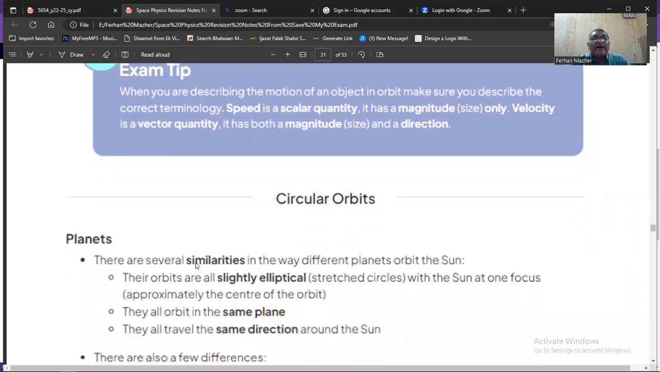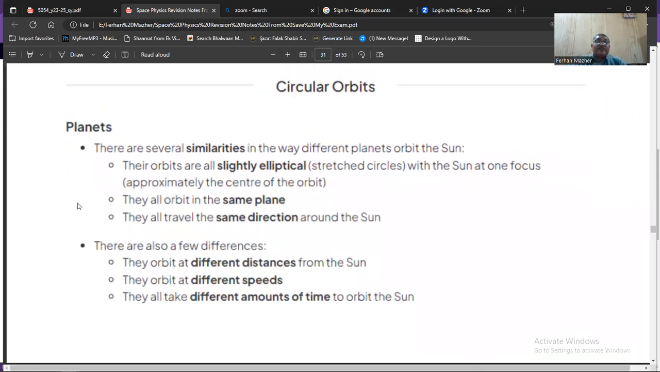Then we have the circular orbits of planets. There are several similarities in the way different planets orbit the sun. Their orbits are all slightly elliptical, stretched circles you can say, with the sun at one focus, approximately the center of the orbit. They all orbit in the same plane. They all travel the same direction around the sun.